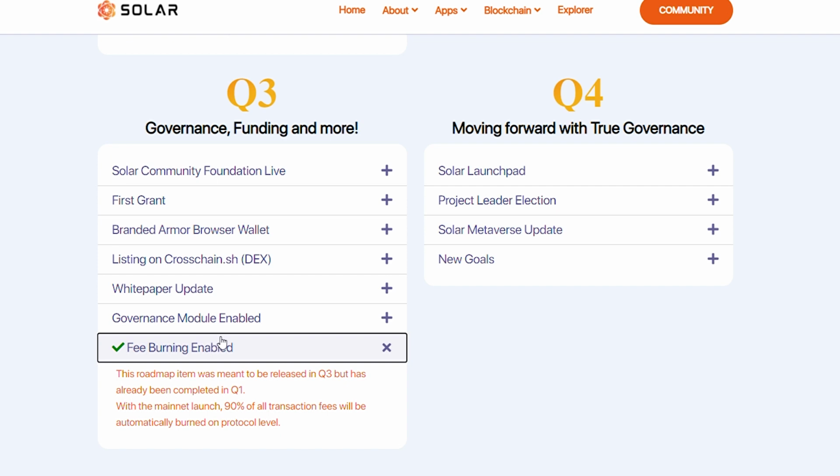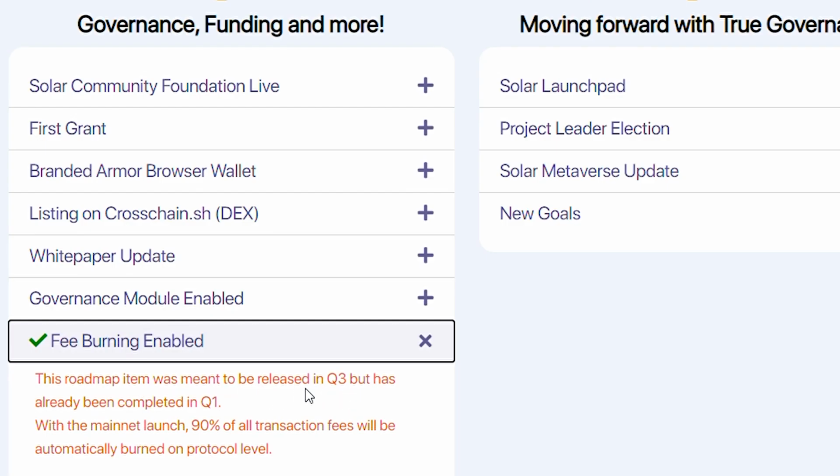This is really important for the supply and healthy tokenomics of the SXP token, and was one of the main reasons why I found some success personally investing and actually taking some nice profits on this token last year. So this roadmap item was meant to be released in Q3, but has already been completed in Q1. With the mainnet launch, 90% of all transaction fees will be automatically burned on protocol level. So really good for the token.